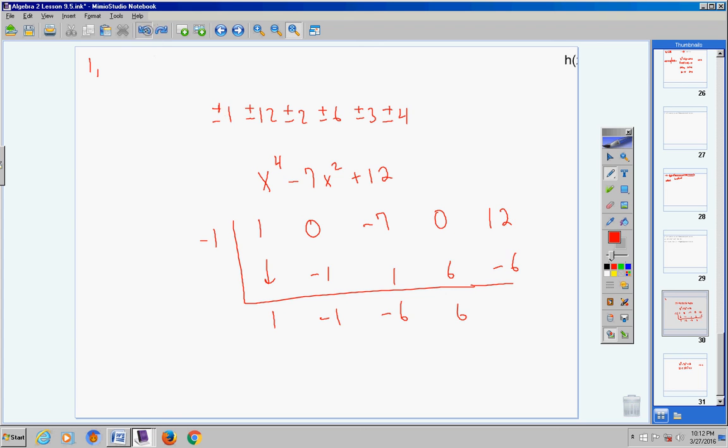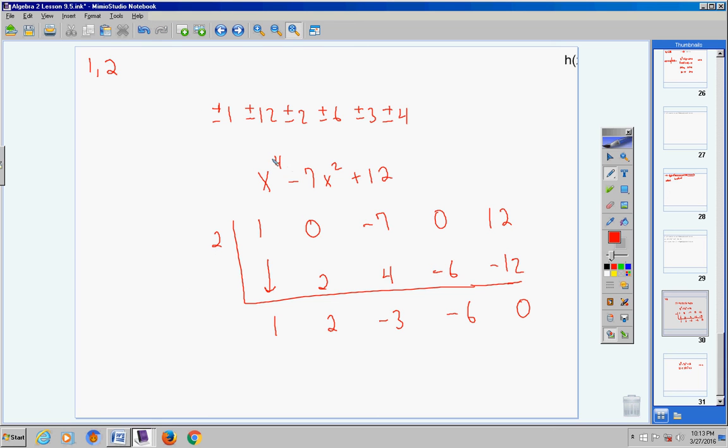Let's try our next smallest number, which is positive 2. Let's try a positive 2, and you're going to see this is going to work. 2 times 1, 2. Combine, 2. 2 times 2, 4. Combine, negative 3. 2 times negative 3, negative 6. Combine, negative 6. 2 times negative 6, negative 12. 0. So I put in a 2. I got out a 0. So 2 is one of my zeros.